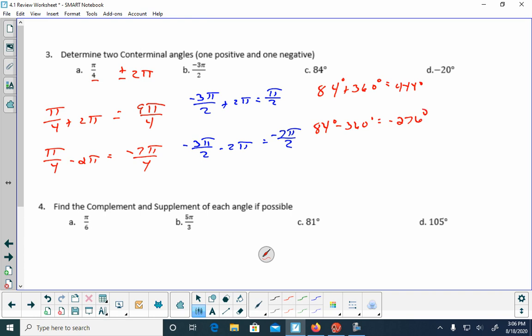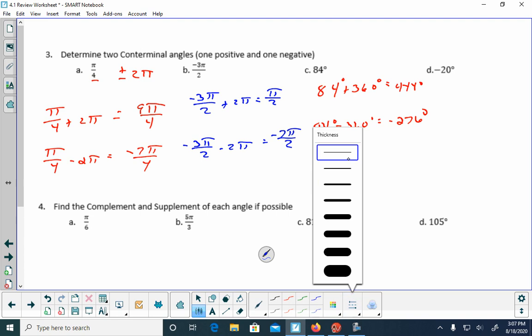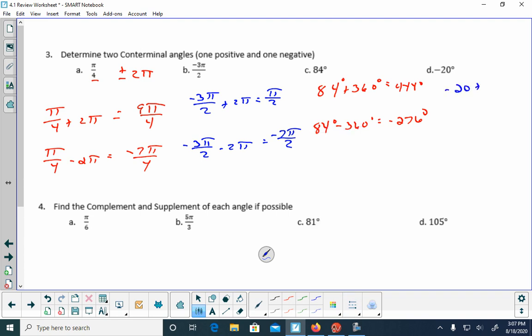Now I have negative 20, so I am going to take negative 20 in degrees. I'm going to add 360 degrees, and I get positive 340 degrees. And then negative 20 degrees minus 360 degrees, I get negative 380 degrees. So one positive, one negative.